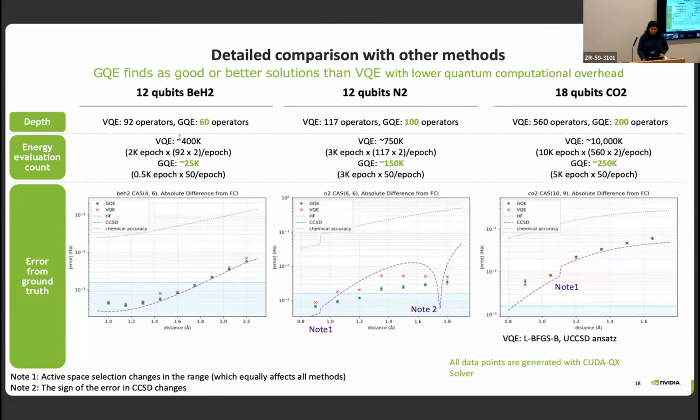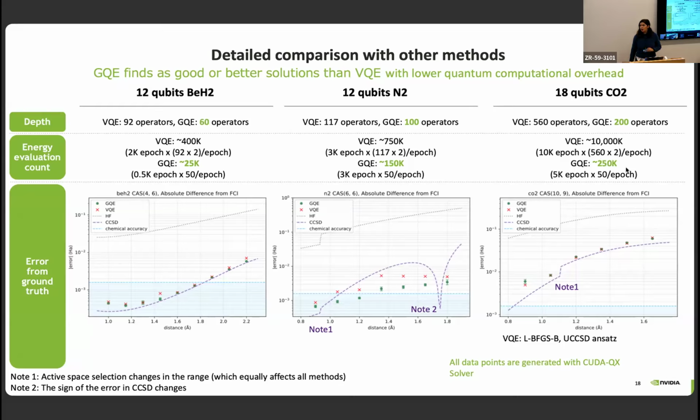So you can see VQE is 400K for the 12 qubit simulation as opposed to 25K for GQE. For, again, the 12 qubit N2 simulations, it's 750K versus 150K. And for the 18 qubit CO2 simulations, it's 10,000K, which is about 10 million, I think, compared to 250K for GQE. So huge savings in cost and much faster convergence. All right, so this seems great and very, very promising.